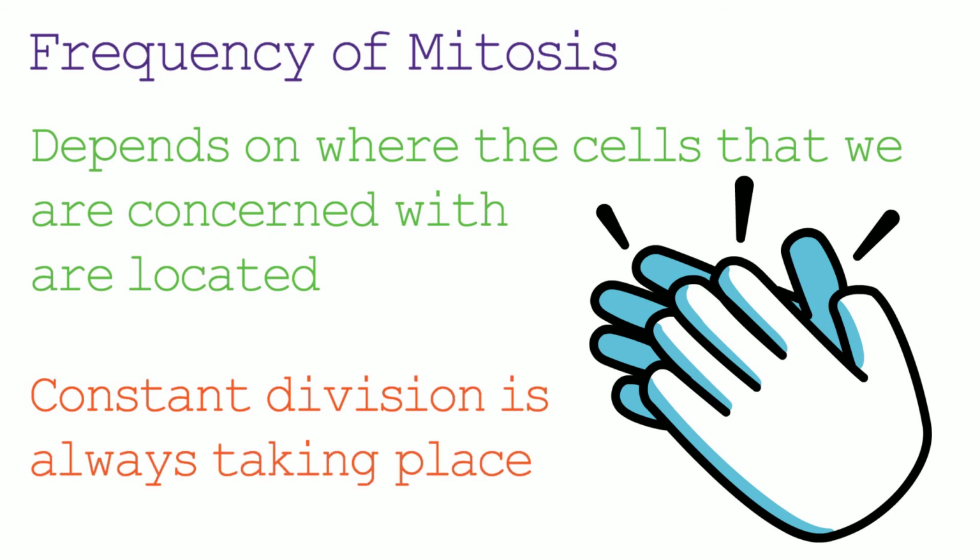Cells in the spleen and cells in the gut also have a high rate of mitosis. This is because cells in the gut are scraped off by passing food, and cells in the spleen are worn out by passing red blood cells.